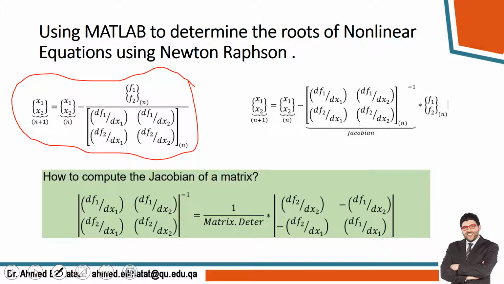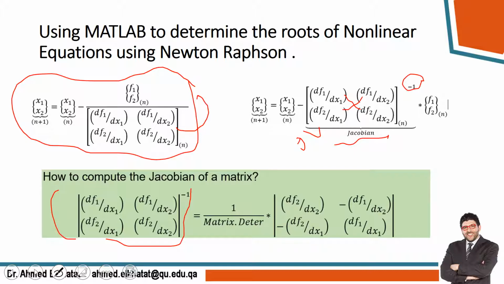We can rearrange this equation. So we have this here to be inverted, and this one is called the Jacobian. Now we can calculate it manually. How to find the Jacobian? The inverse of the matrix equals 1 over the matrix determinant. We can find the value of this matrix determinant: this value times this value minus this value times this value. By this we can find the determinant, 1 over the determinant times the matrix.